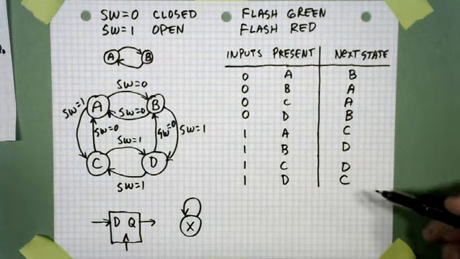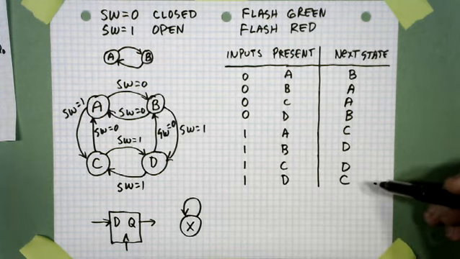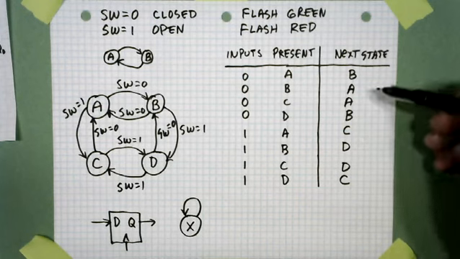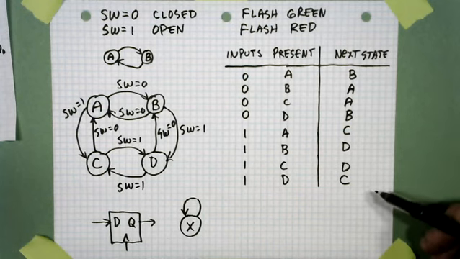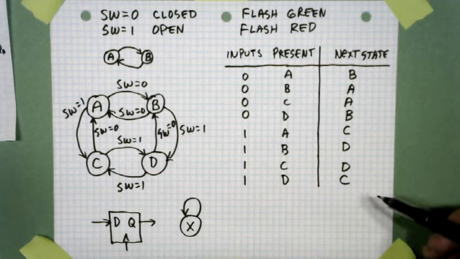All right, so having done this, we'll pause for a moment. We're going to take this table, convert it into a binary truth table, and then we're going to solve the Karnaugh maps to figure out what our logic should be to drive our memory elements.